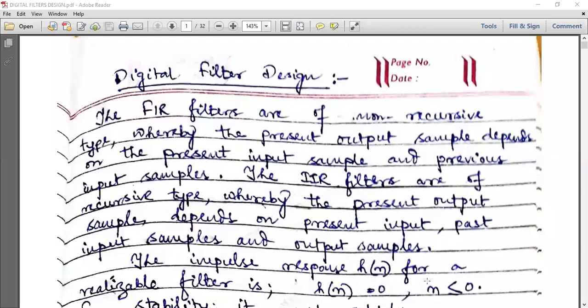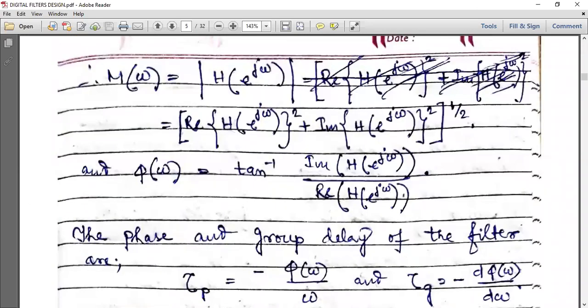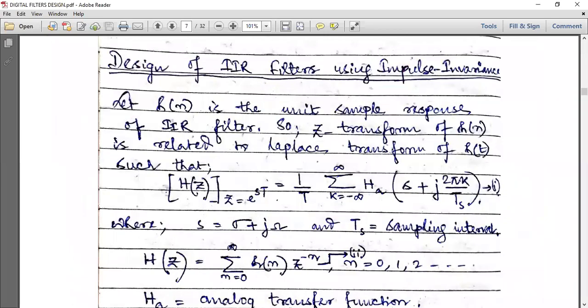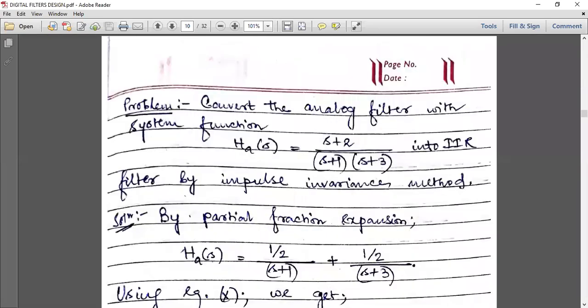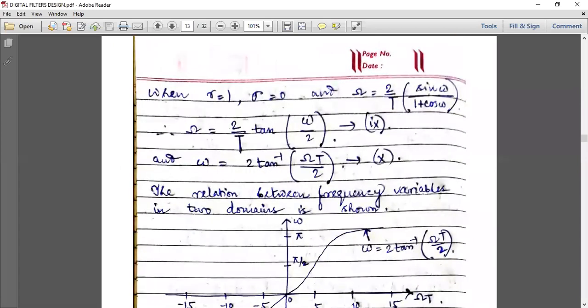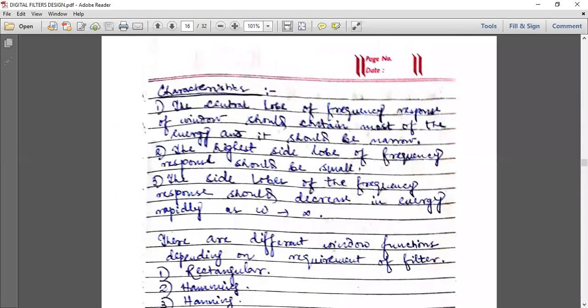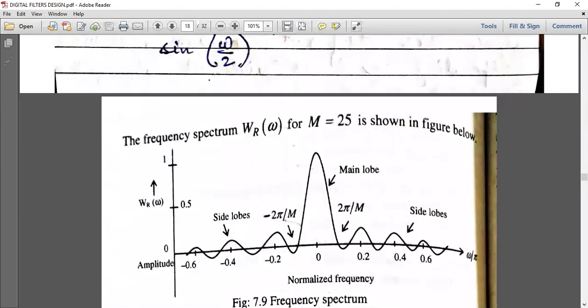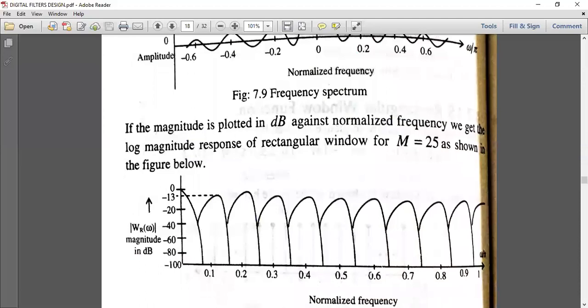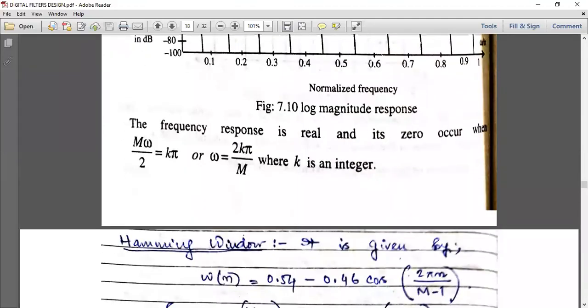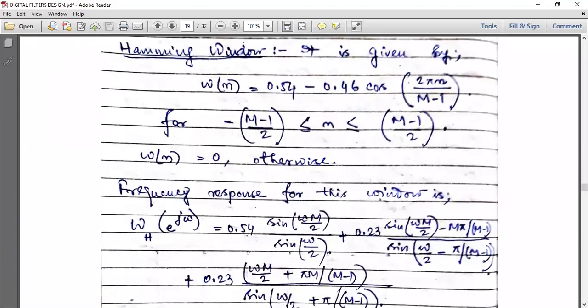First, let me share the screen. Okay, now I think you are able to see. So this was the introduction of the digital filters. So now we'll move the note. Okay. So this was the rectangular window part, and today we'll be continuing with the Hamming window.